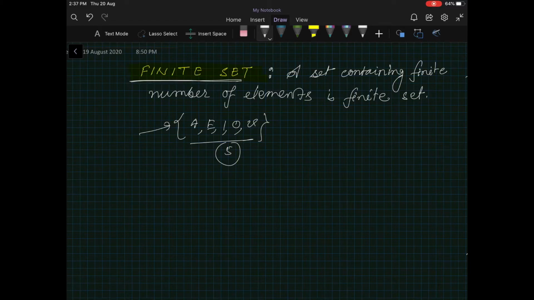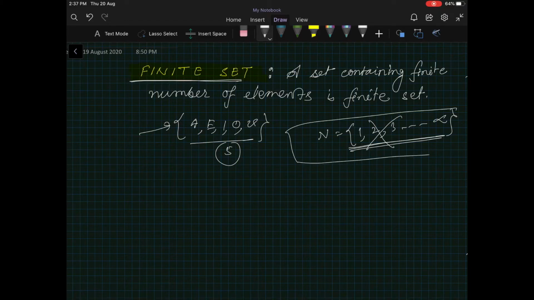Suppose you take the example of the set of all natural numbers, 1, 2, 3, up to infinity. It is not countable, it is uncountable, that's why it is not a finite set. Such sets containing an infinite number of elements are called infinite sets. So what is an infinite set?